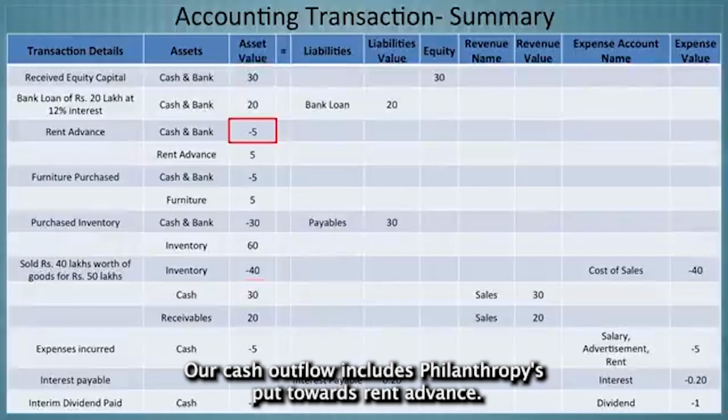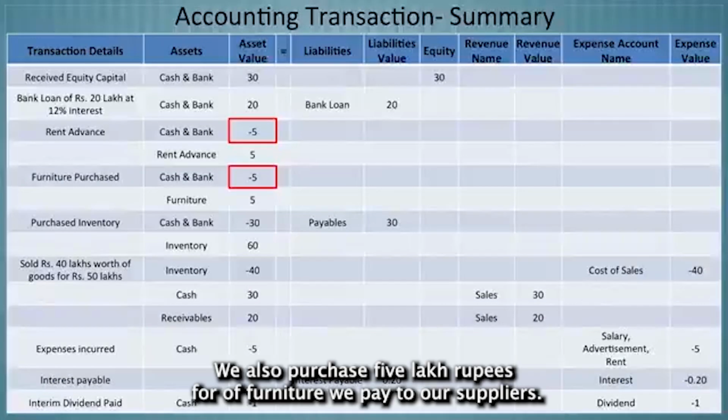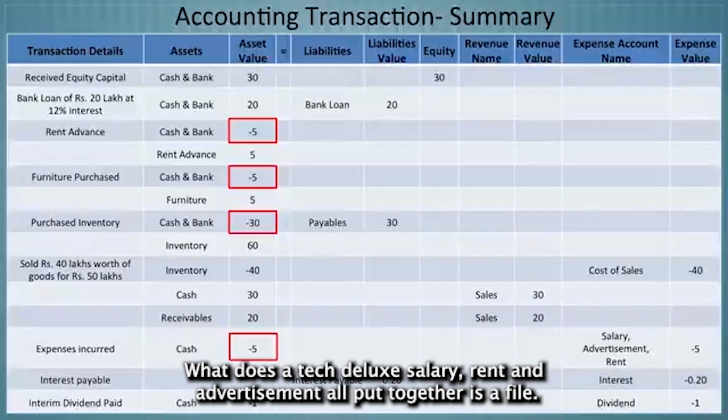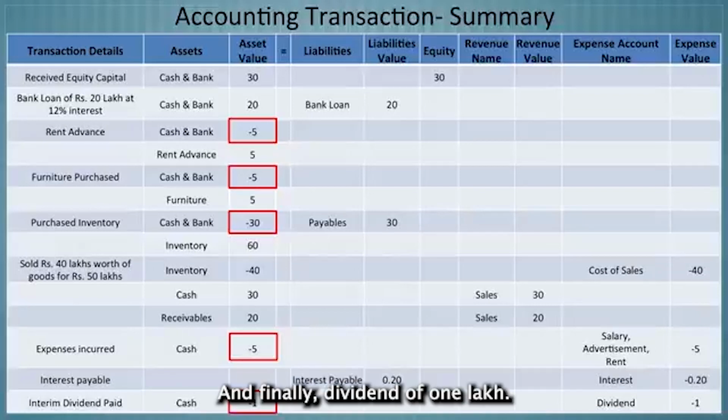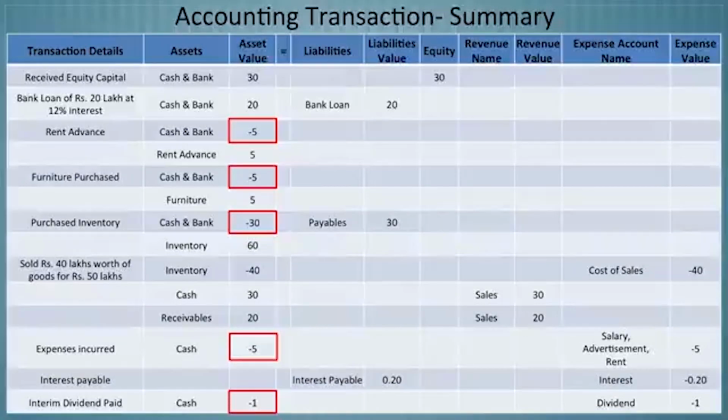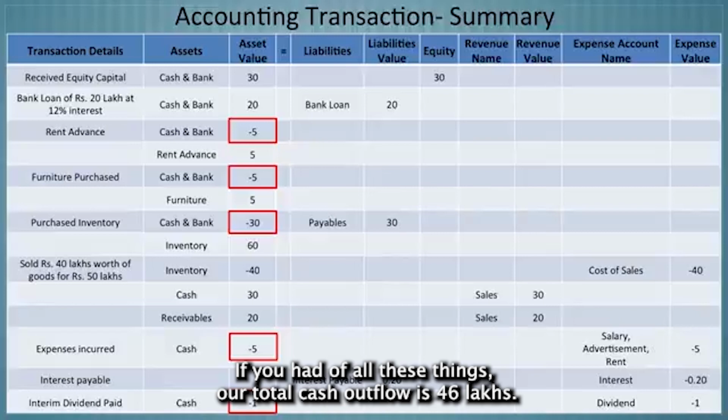Our cash outflow includes 5 lakh rupees worth towards rent advance. We also purchased 5 lakh rupees worth of furniture. We paid our suppliers 30 lakhs. Salary, rent and advertisement all put together is 5 lakh. And finally, dividend of 1 lakh. If you add up all these things, our total cash outflow is 46 lakhs.